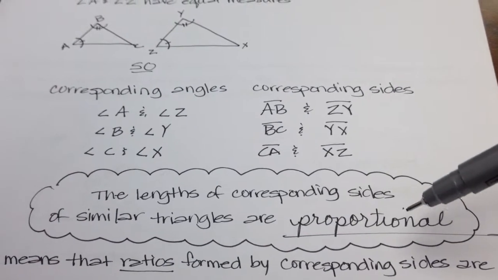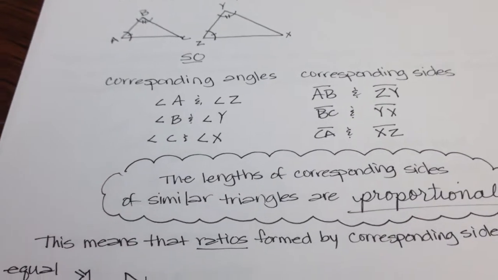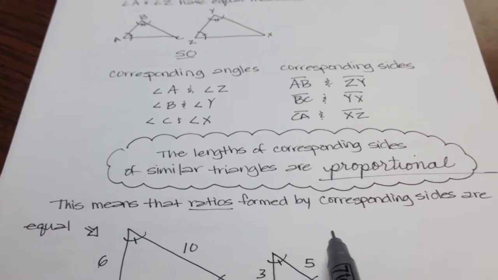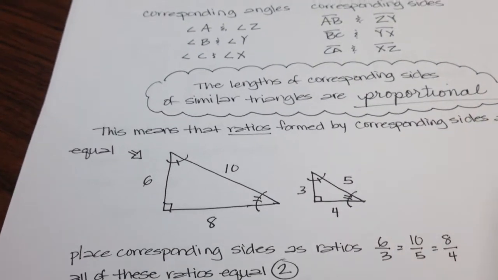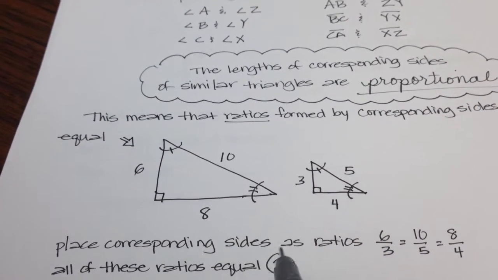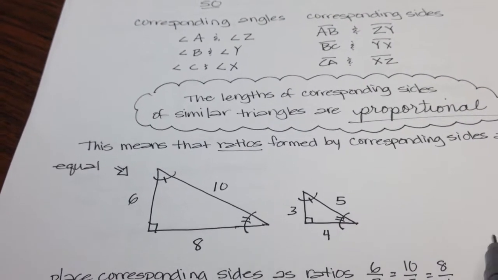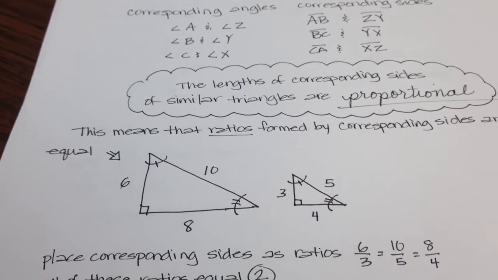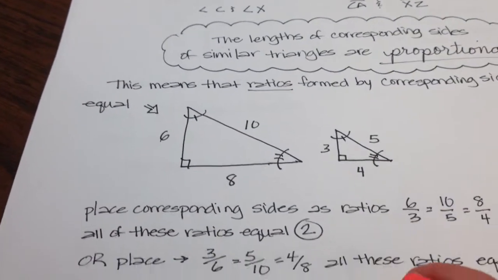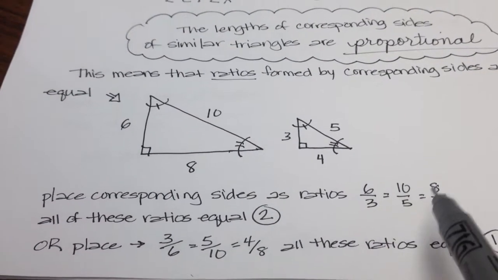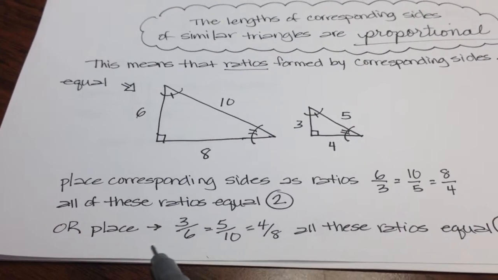This is why we've been working with proportions so long, because we're going to be using them in all of these other things. This means that ratios formed by corresponding sides are equal. Watch. Place corresponding sides as ratios. So 6 to 3, or 5 to 10, or 8 to 4. All of these equal 2 if I reduce them.